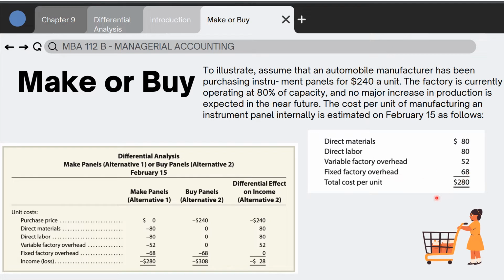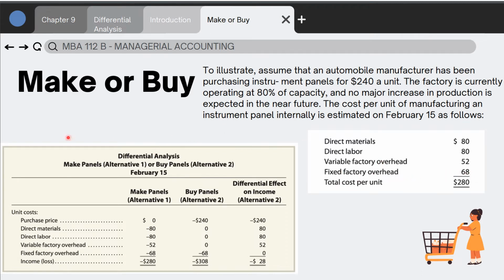So in this simple illustration, if a manager has to decide, it will be simply to keep on purchasing the instrument panel instead of manufacturing it for $280. However, it is stated in here that the factory is currently operating at 80% of capacity only. So if they're going to manufacture their own instrument panel, there's still 20% of capacity in which the fixed factory overhead will not be affected.